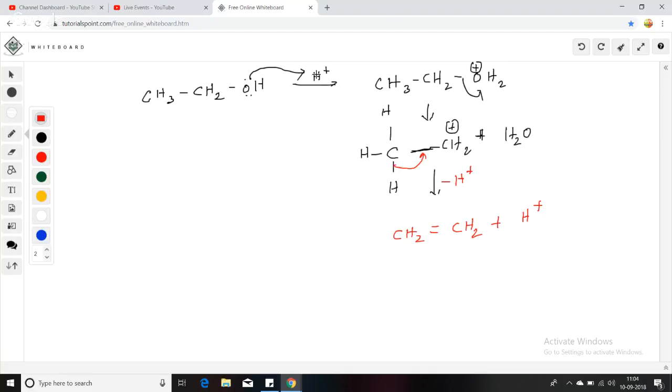This H plus is there, and HSO4 minus is also there in the solution. The H plus combines with HSO4 minus to give H2SO4. Like this, we get the alkene. Saytzeff product means the hydrogen comes out from the carbon atom which has more number of hydrogens. However, in this reaction there is no difference, as we have only one option from where the H plus comes out.